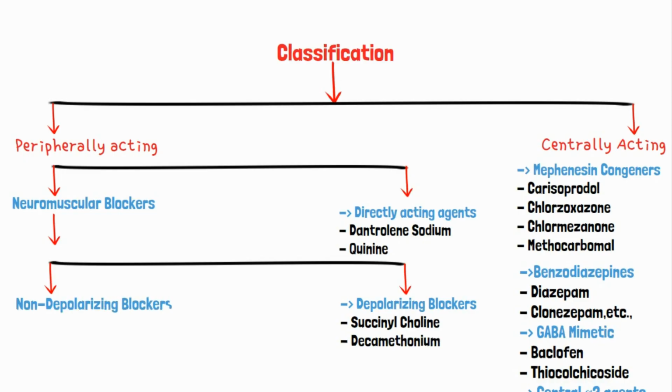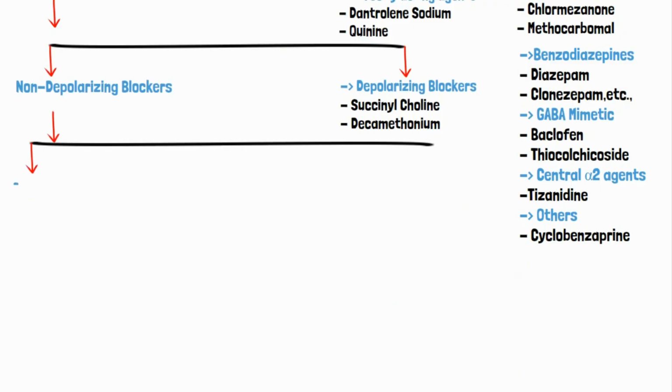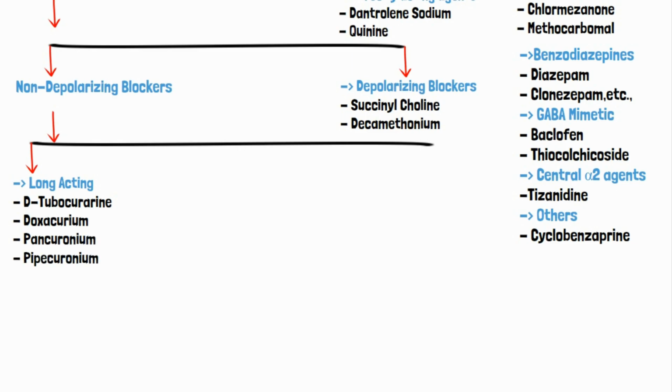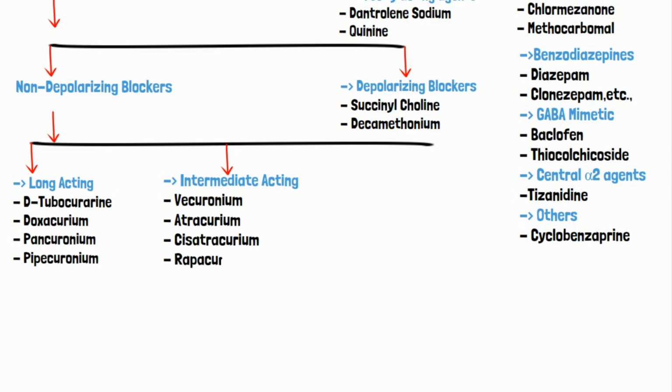Non-depolarizing blockers are further classified into three groups according to their duration. First one is long-acting non-depolarizing blockers, which include the tubocuronine, atracurium, pancuronium, pipecuronium. Next one is intermediate acting, vecuronium, atracurium, cis-atracurium, rapacuronium, and rocuronium. Next is short acting, which has only one drug, that is methocarbamol.